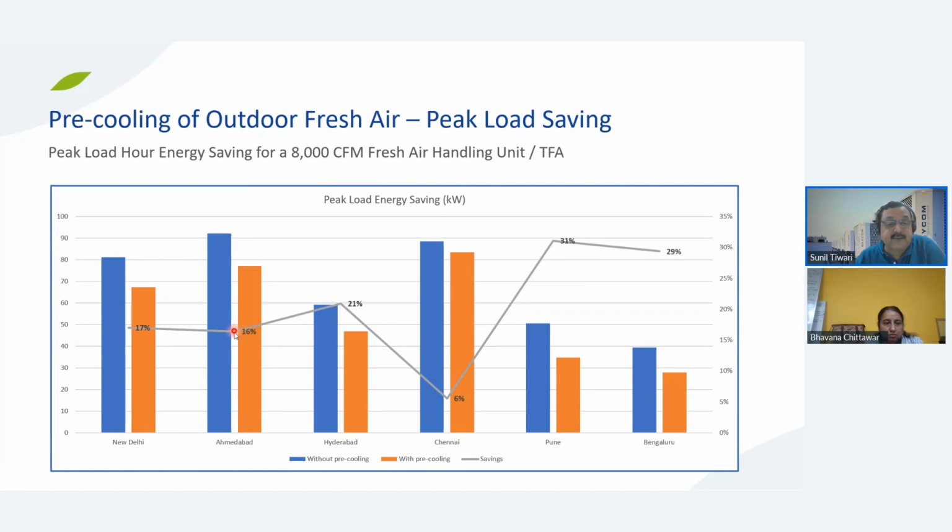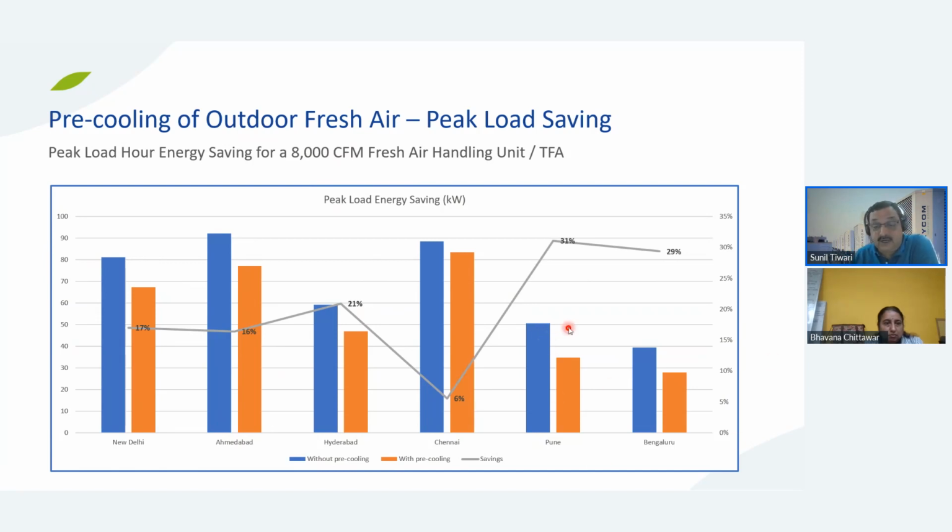So that's the 16% peak load shaving. We can reduce that much of peak load. Same for different conditions: New Delhi it is 17%, Hyderabad 21%, significant. Even in a place like Chennai, there is a saving. And it will be interesting to see what the annual energy saving is. That we'll cover in the next slide.